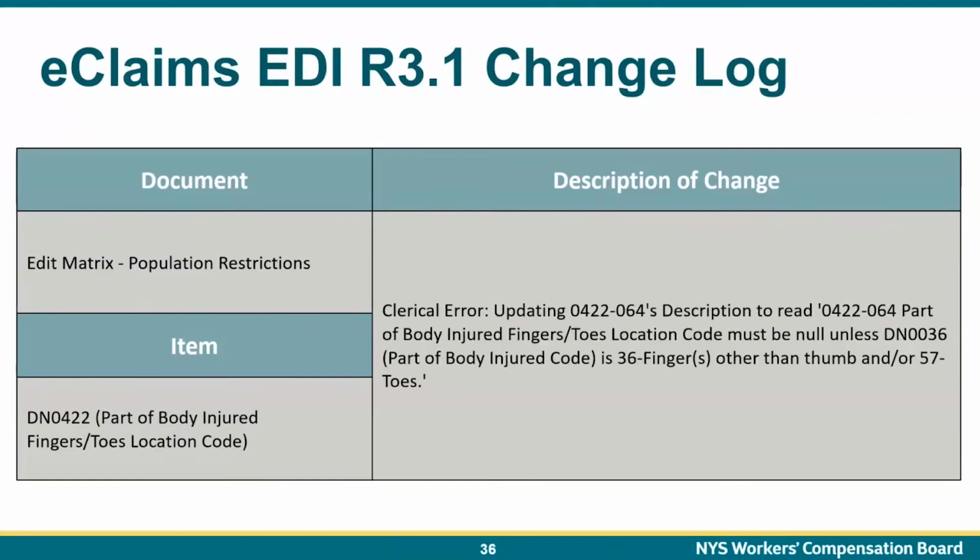For eClaims change log number 57, we again modify the population restriction, in this case DN422, part of body injured for fingers, toes, location code. There was a clerical error and we updated 422.064's description to read that the location code must be null unless DN36, part of body injured code, is 36 fingers other than thumb and or 57 toes.